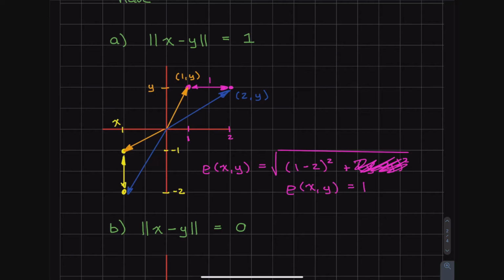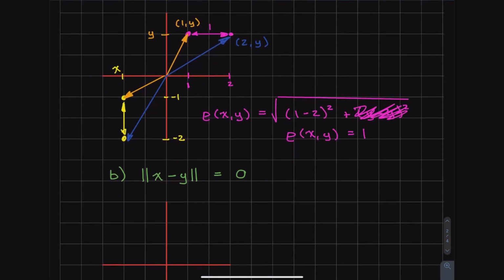And you can do this kind of rotating this all the way around the coordinate system. So again, there's going to be infinite vectors for this case.